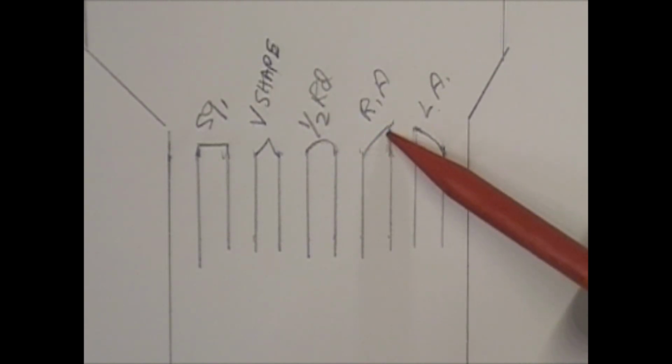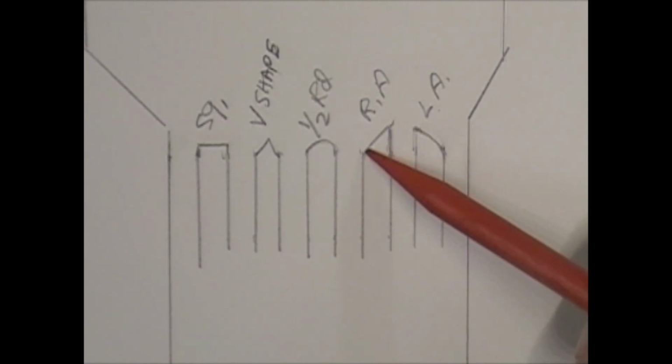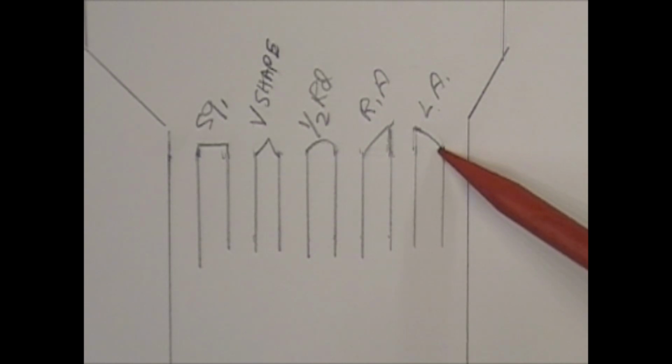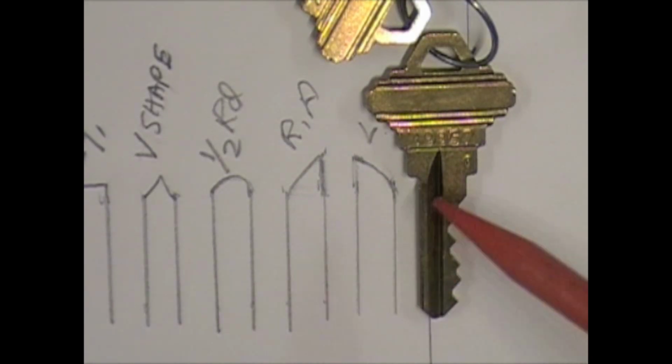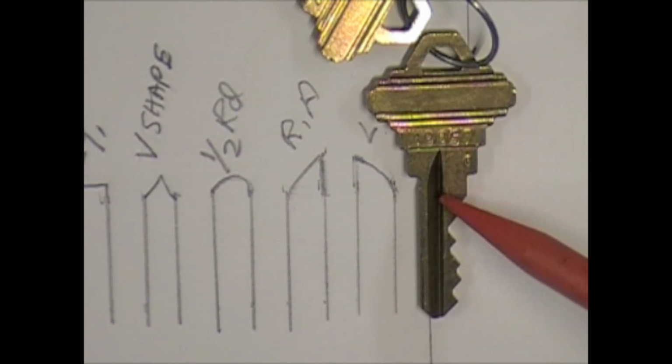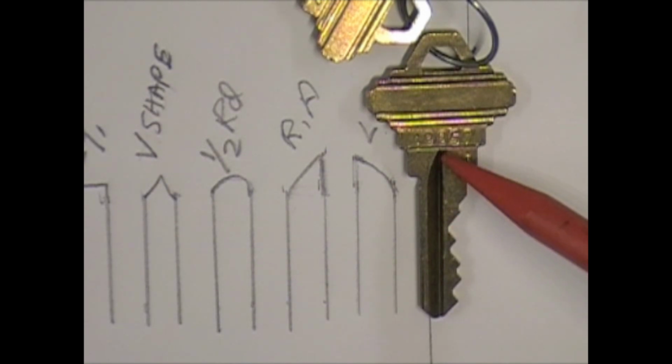Here is your deeper angle on this side, and it's going to cut further. So that's how you can distinguish your right angle grooves and your left angle grooves. You see on this Schlage key blank, the milling here comes around, making a right angle groove here. That's because this side right here is deeper at this point than it is over here.